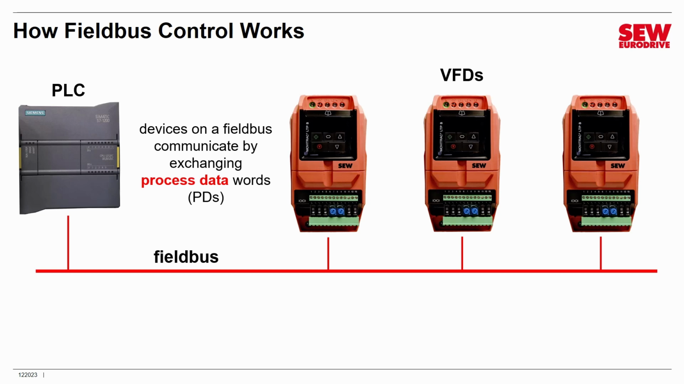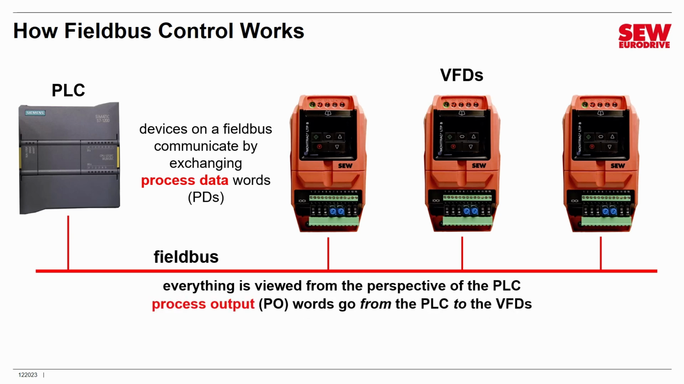Now, the first thing you need to understand is that there are 2 kinds of process data words, called process output words, or POs, and process input words, or PIs. This labeling is from the perspective of the PLC. So in other words, process output words go from the PLC to the VFDs. The PLC outputs them onto the field bus. Process input words go to the PLC from the VFDs. So in other words, the PLC inputs them from the field bus.